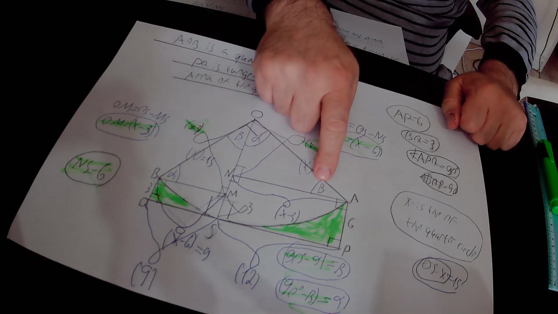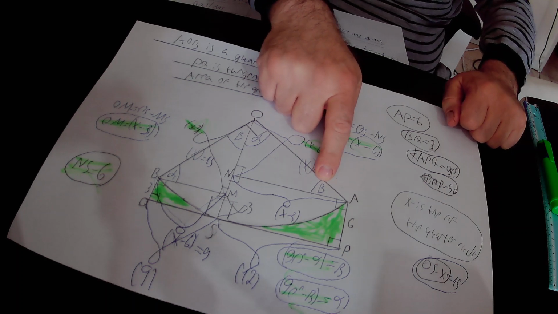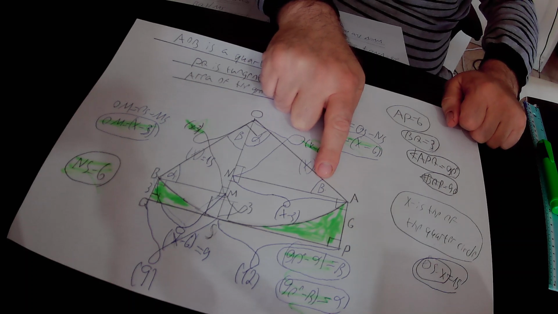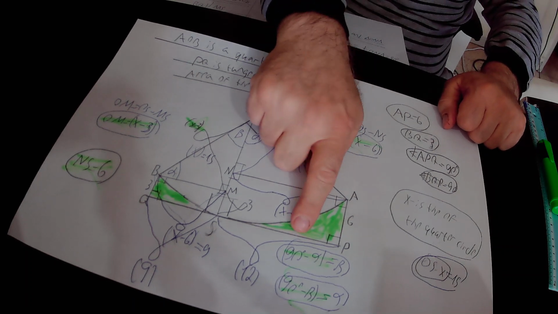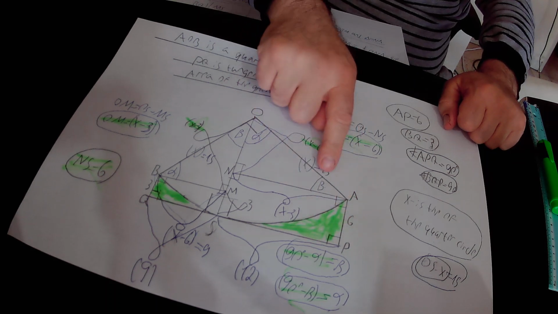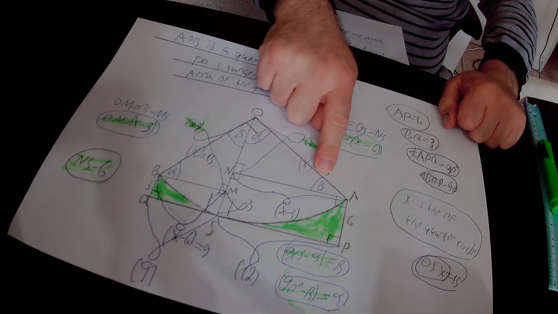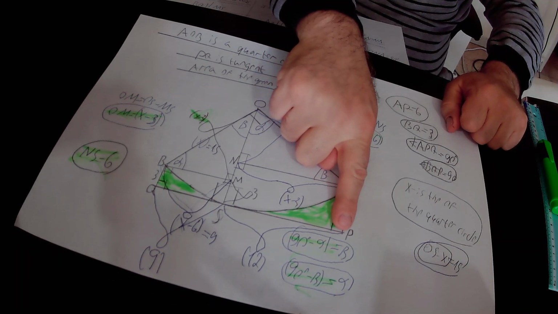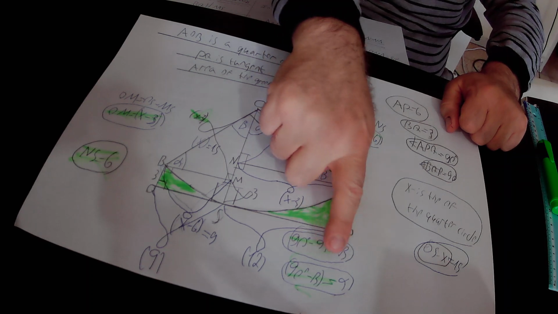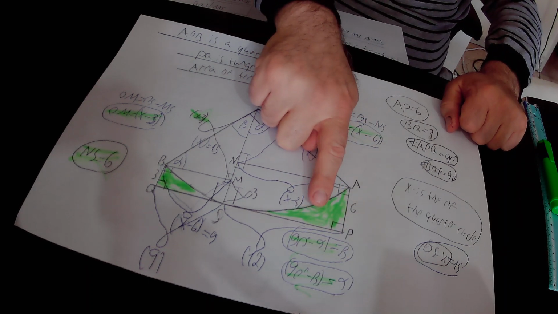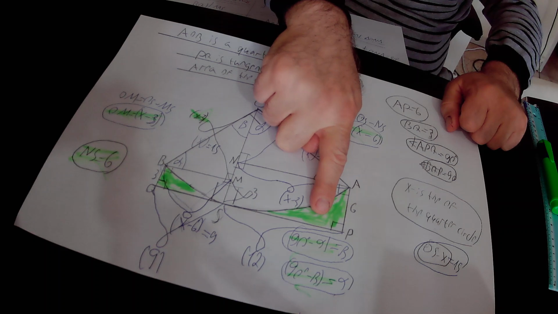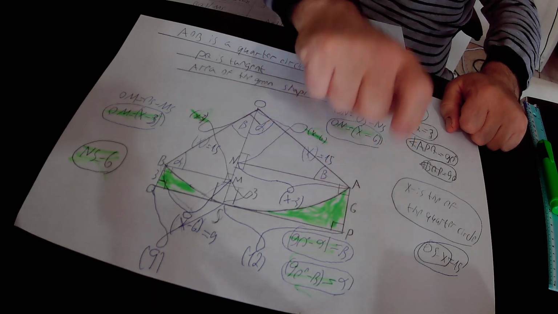Therefore, the missing angle here must be equal to 90 degrees minus alpha, according to the rule that the sum of the angles in a triangle is equal to 180 degrees. So we define 90 degrees minus alpha as beta, therefore the missing angle here must be equal to beta. So if 90 degrees minus alpha equals beta, it means that 90 degrees minus beta equals alpha.